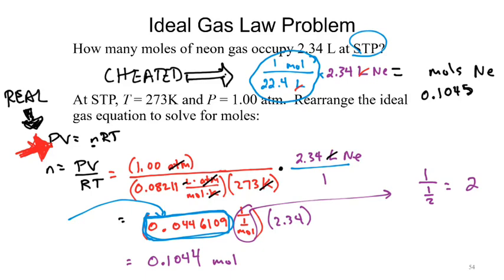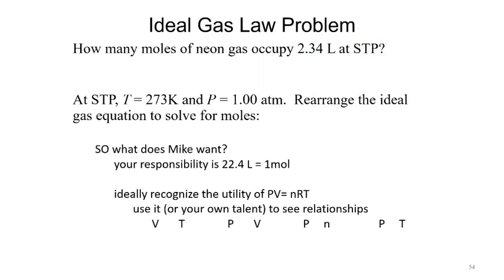The full, long, painful science of it is the ideal gas law. It is PV equals nRT. That's where those relationships are coming from, and that's what you should be using. I am not going to force you to use that, though. Okay? So what do I want out of this? Your responsibility, as much as it pains me to say, is 22.4 liters of a gas is equal to 1 mole of a gas at STP.